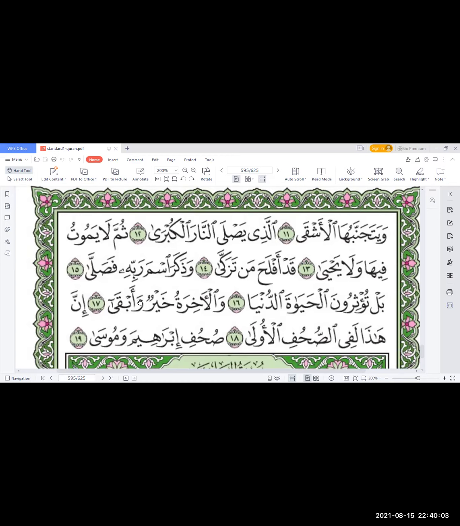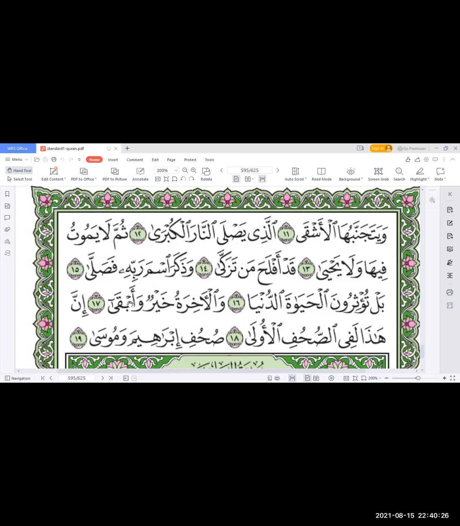How do we know it's comparative? The form is abqa, af'alu, like akthar, akbar. Akbar means bigger. And the root word is what? This one is baqiya.